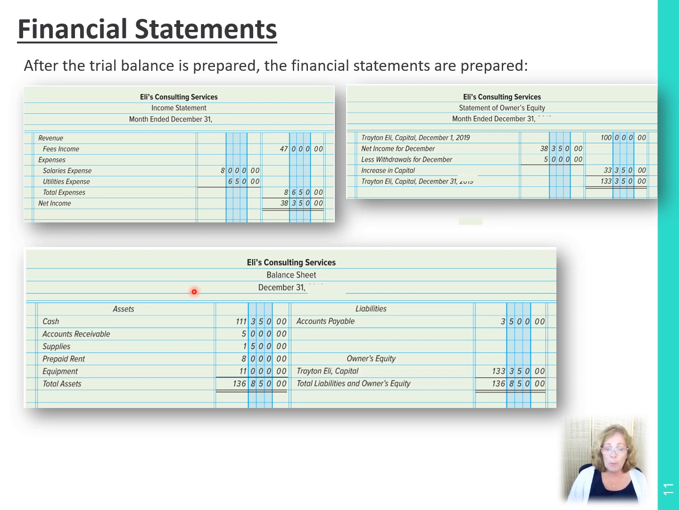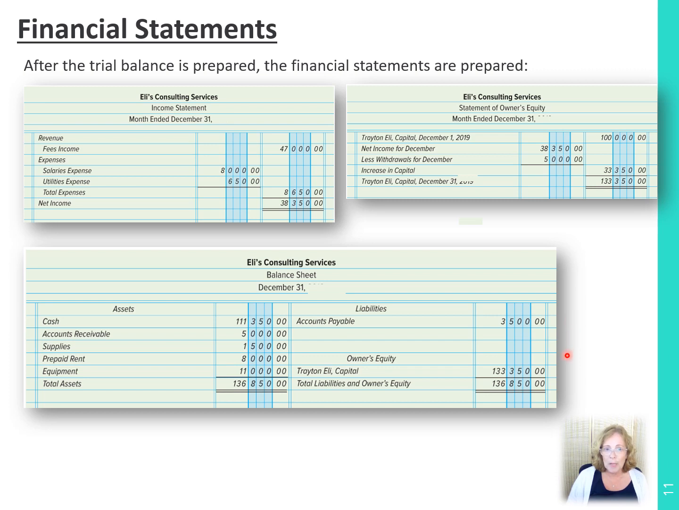We're now ready to prepare the balance sheet. On the left side of the balance sheet, we list all of our assets: cash, accounts receivable, supplies, prepaid rent, and equipment, for a total of $136,850. And we list our liabilities on the right side, starting with accounts payable, $3,500.